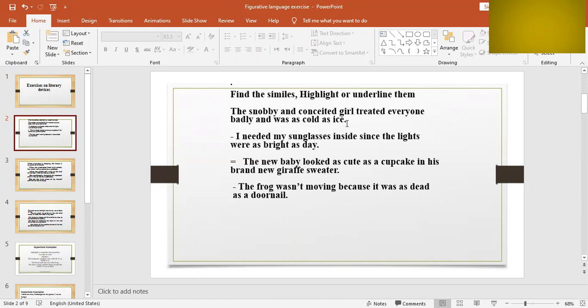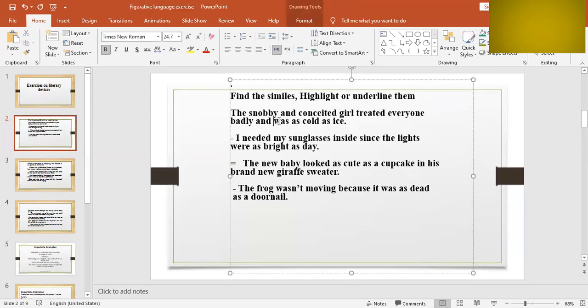What's the figurative language here? Look here. Can you think for 1 minute? Okay. She treated everyone badly and was as cold as ice. The girl was as cold as ice. This is the simile. And you see the tool used, as. The tool used to set the comparison is as.